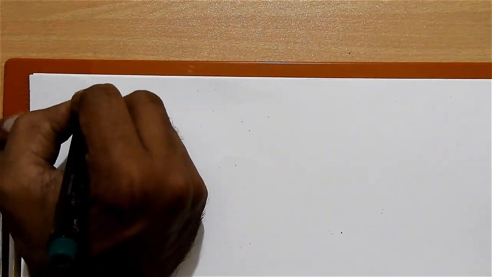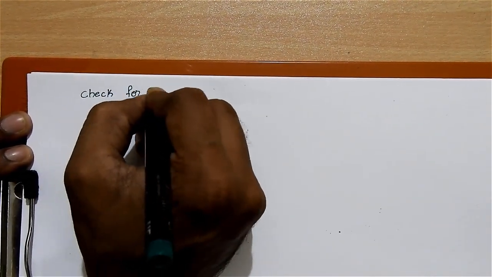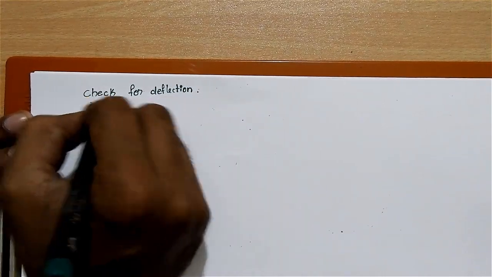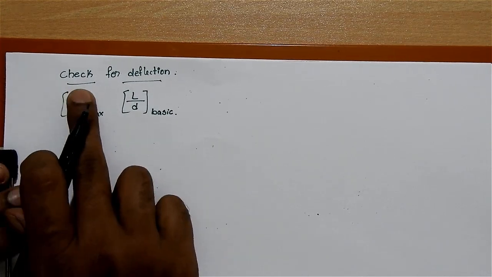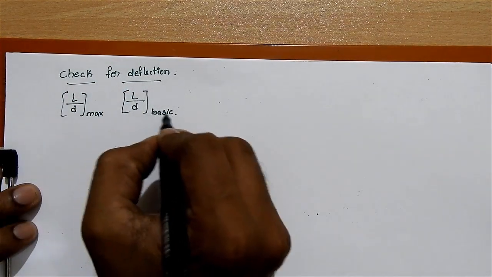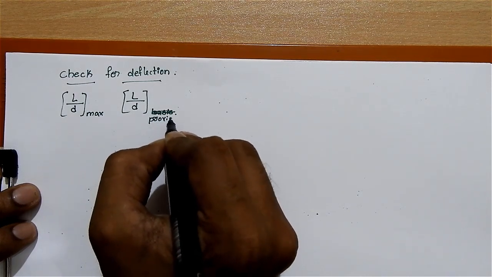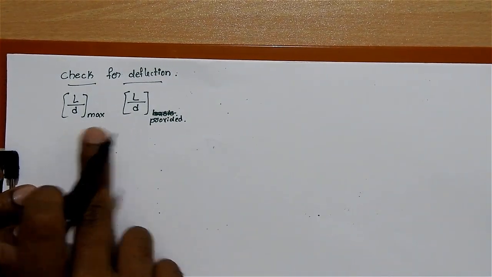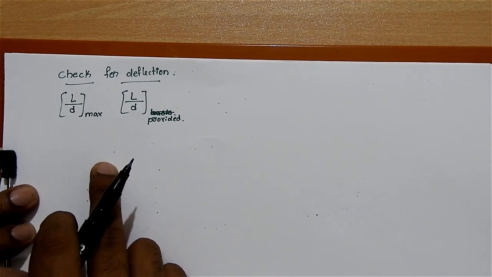Now the next step, almost the last step, is to check for deflection. Here we need to calculate L by D max and compare it with L by D provided. We calculate both values and compare them at last. Now we will find L by D max.